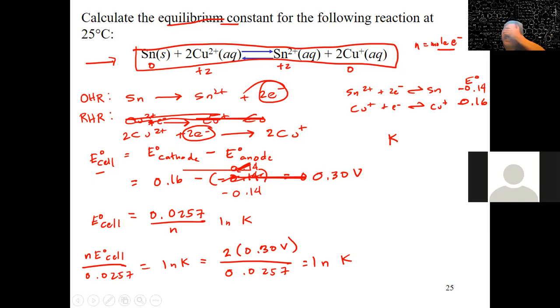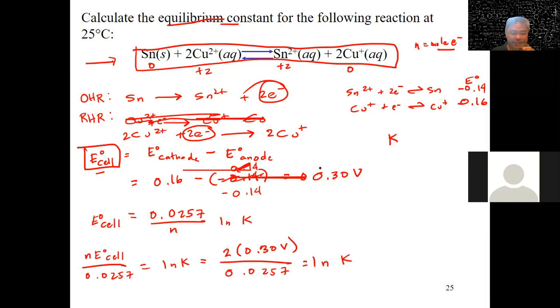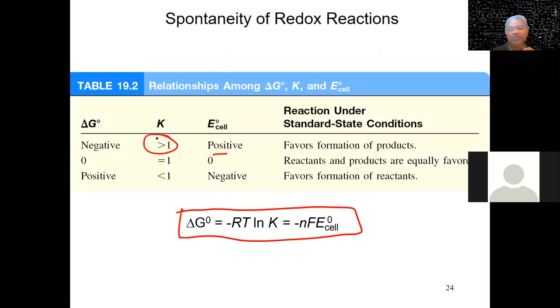Will it be more than 1, less than 1, or equal to 1? Less than. Okay. Now, you may ask yourself, how do we know that? Because you're given already here the value of E cell. So remember, this is the relationship that we have. So what's the value of the E cell that we have there? It's a positive value. So if it's a positive value, your K will be more than 1. Is that clear?